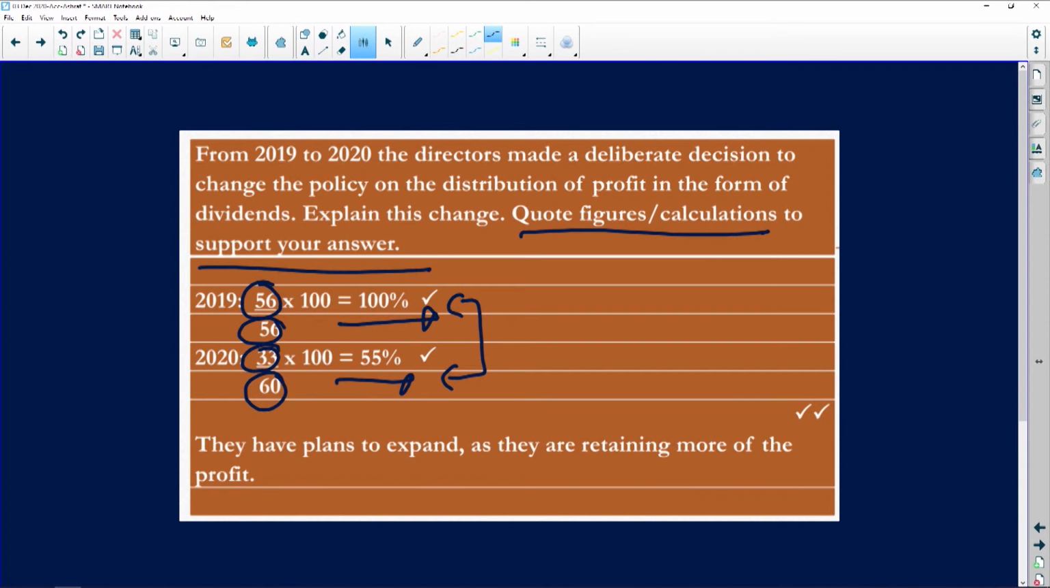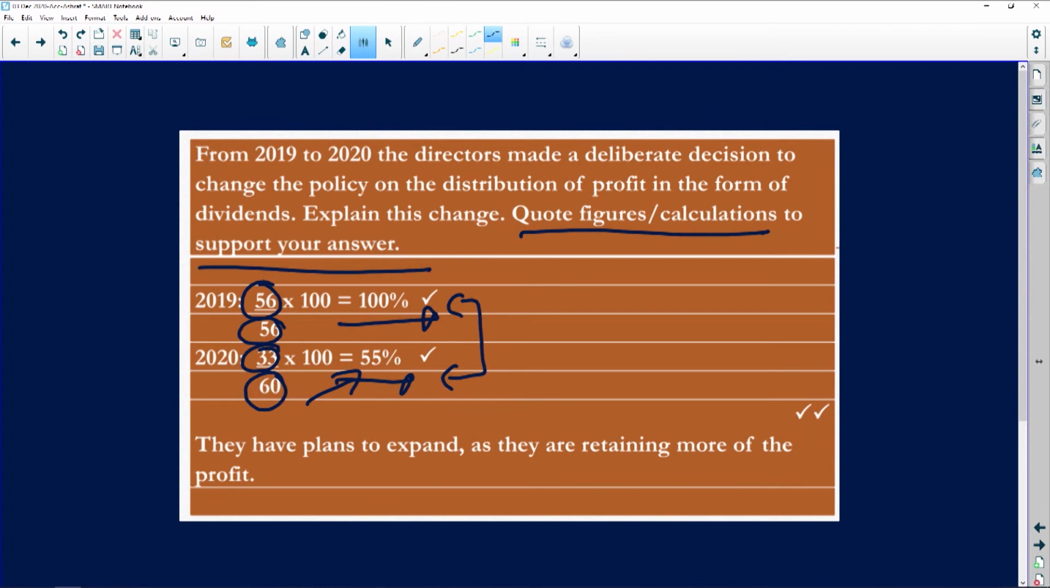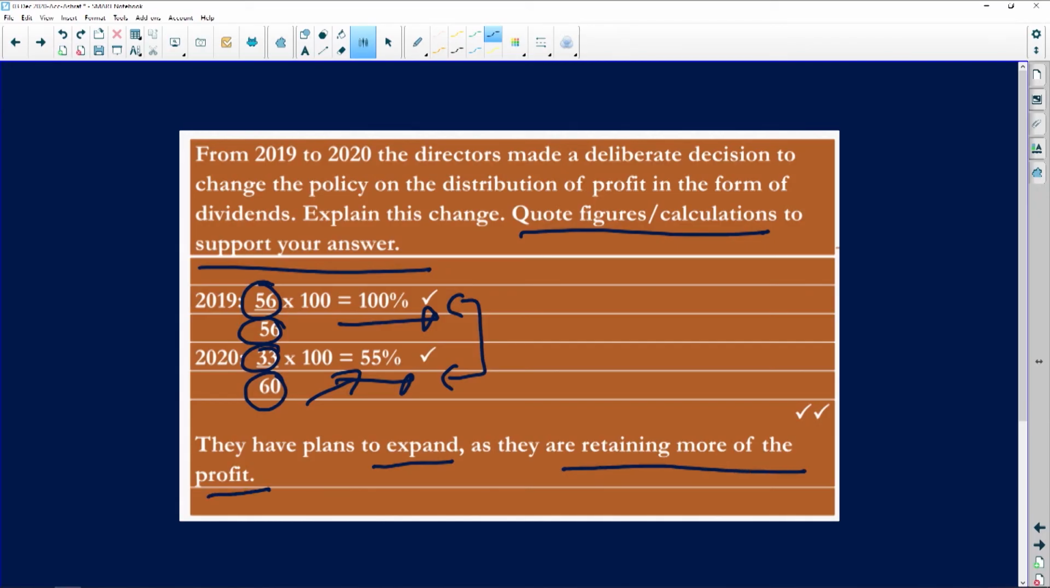Now, this means that the company is retaining income. Why are they retaining the income? Because clearly you can see last year they paid out all the earnings in the form of dividends to the shareholders, but this year they only paid out 55%. In other words, they have plans to expand as they are retaining more of the profits.